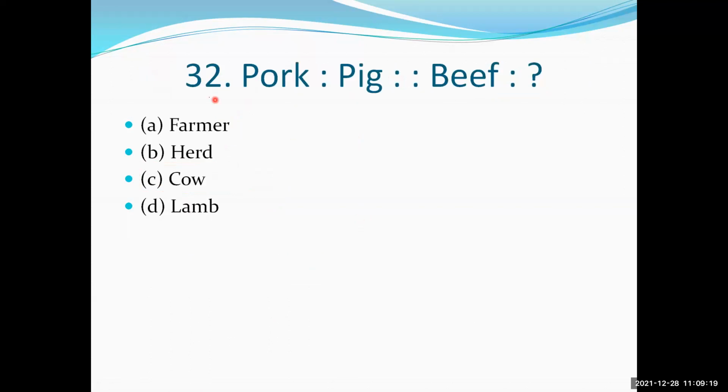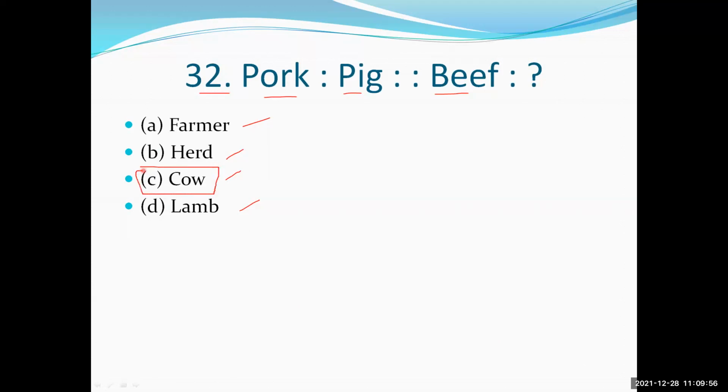Then let's go to the next question. Number 32 is in front of you. This question says pork, pig. So beef, what? Farmer, herd, cow, lamb. Answer quickly. Everybody try to answer here. I can see almost 35 students connected, out of that only 5 to 10 students are active. So Pragati answered it, then Sanyush also answered it. Answer cow. Many people are thinking of cow.